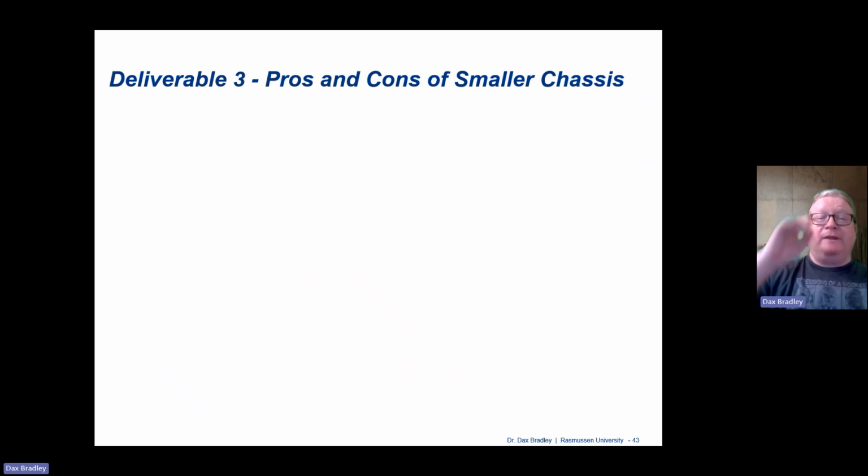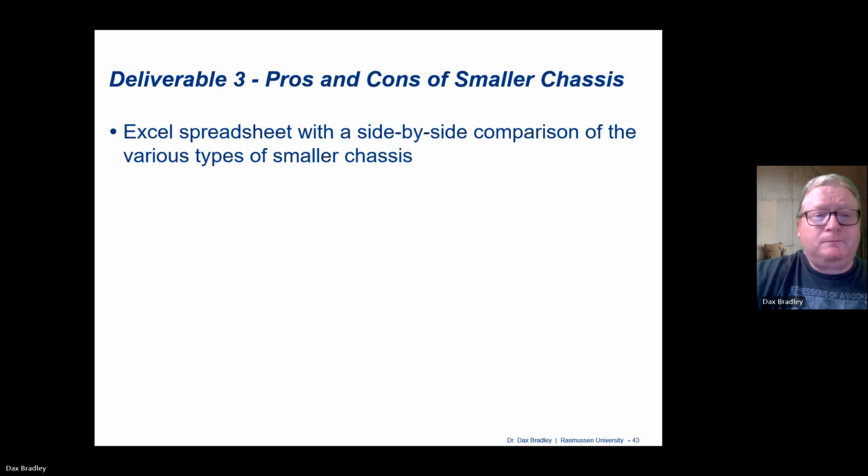All right, so with that, let's go ahead and talk about Deliverable 3, your pros and cons of a smaller chassis. Now, in Deliverable 3, you're going to be asked to provide an Excel spreadsheet with a side-by-side comparison of various types of smaller chassis. Honestly, if you don't want to do it on a spreadsheet, if you can do it in your Word doc or as an image, that's fine. Just make sure you include all the information.